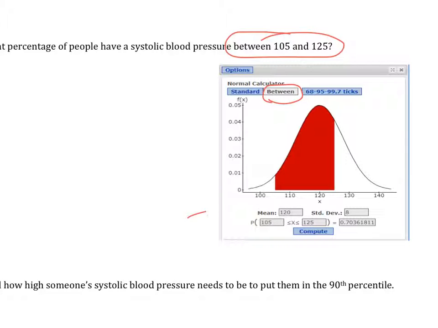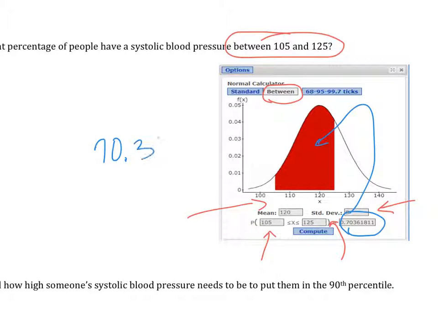So if you do that, enter the mean, 120 again, and standard deviation 8, and then enter your left bound or lower bound, 105, and then the second value is the upper bound or right bound of 125. StatCrunch will give you this red shaded area. It turns out that the percentage of people who have a systolic blood pressure between 105 and 125 is about 70.36%.